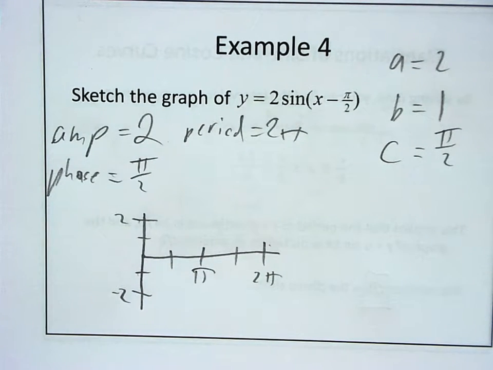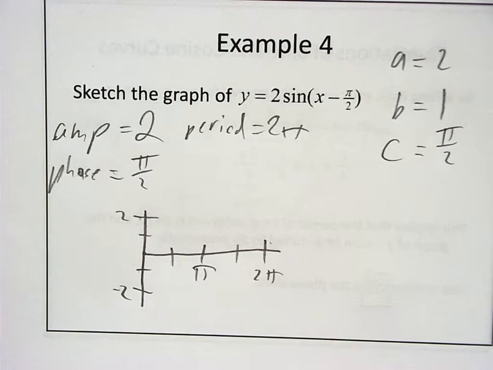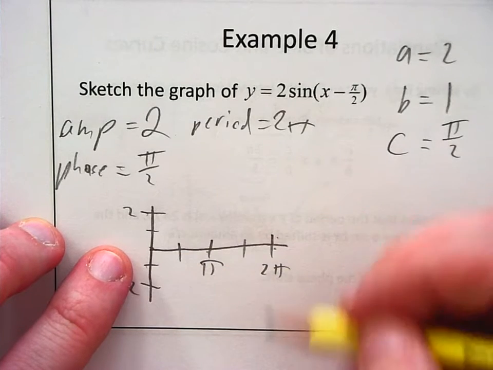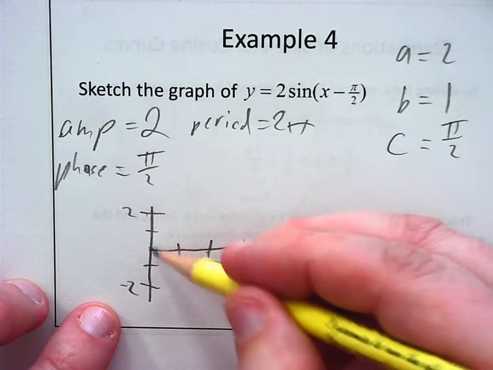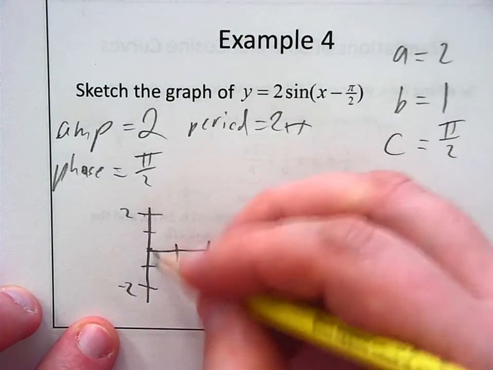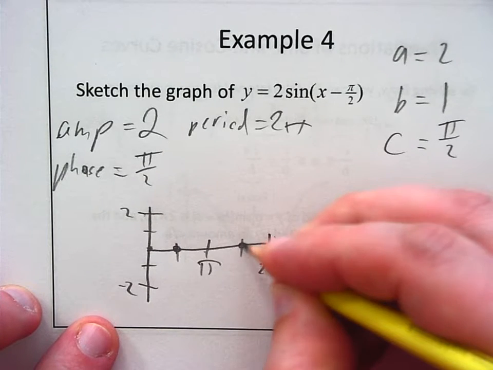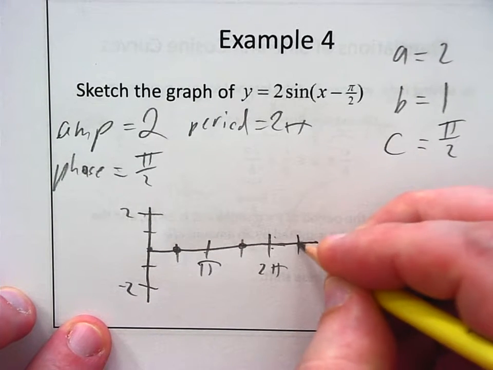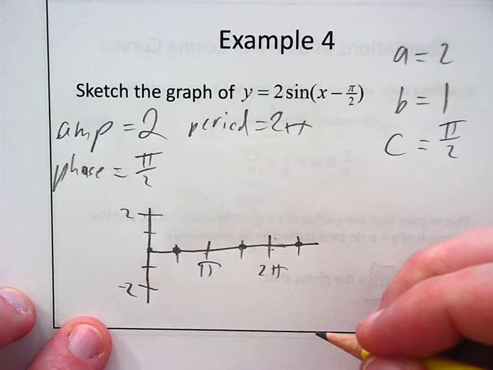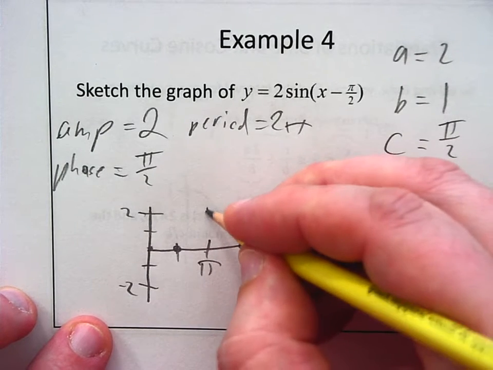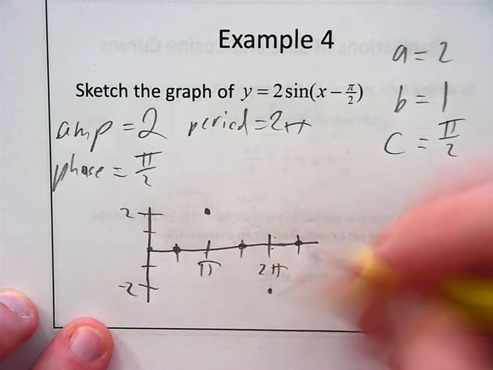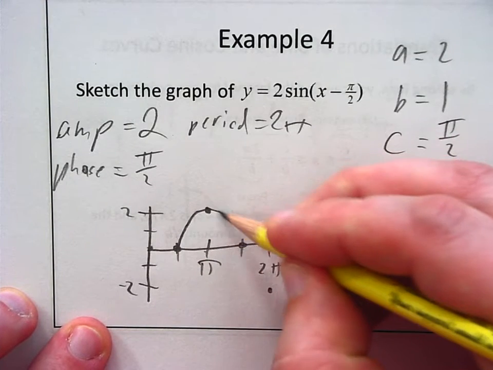Where would this thing start if the phase shift wasn't here? 0. So the idea is we'd have zeros at 0, pi, and 2 pi, and then a peak and a valley between. But this pi over 2 is going to do what to all those points? Move them to the right, pi over 2. So the zeros now are here, and I'm going to extend this a little bit to have it here. The peak is going to be where? At pi, it's going to be all the way up at 2. And the trough? At the 2 pi. So your curve just moved over pi over 2.